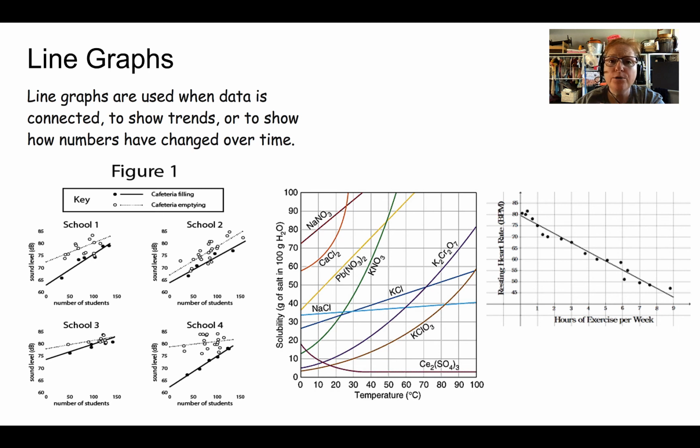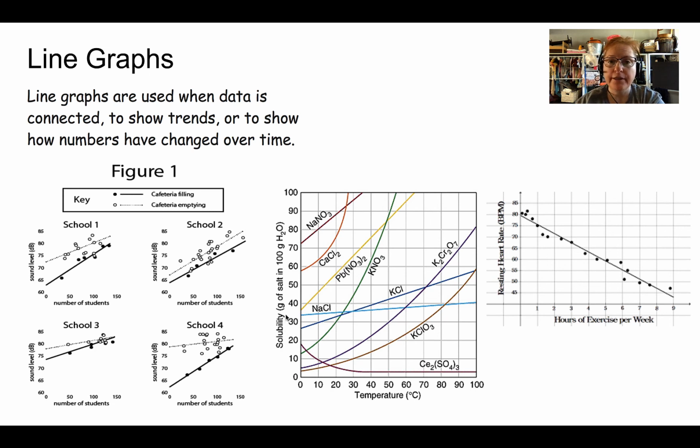So we wouldn't use something like a bar graph for that, because bar graphs show categorical data. They're not related to each other. But here, we're looking for a pattern. As there's more students, is the sound the same? Is the sound increased? Is the sound decreased? We're looking for some kind of relationship showing how those two things might be connected.